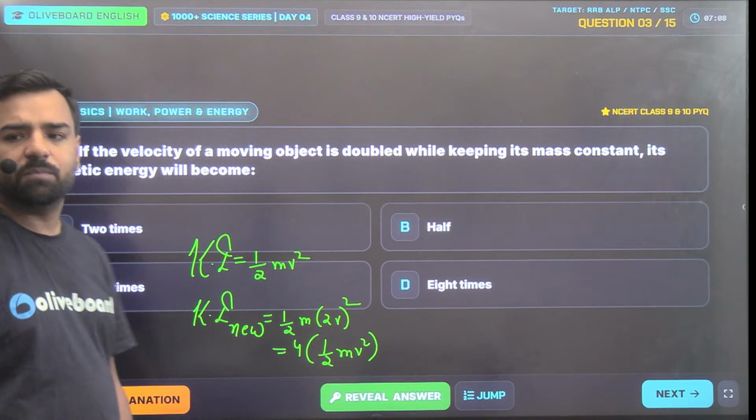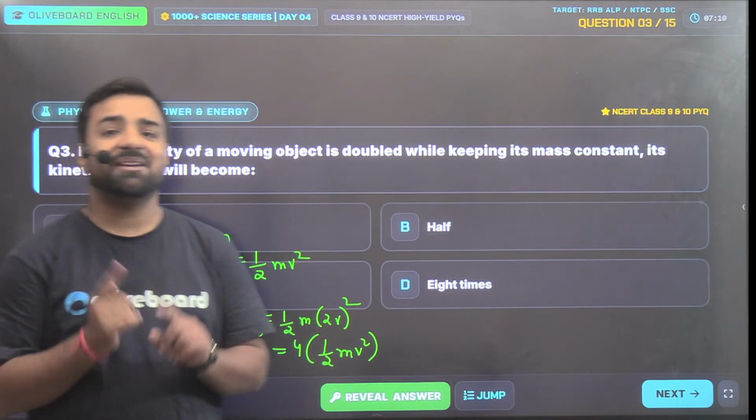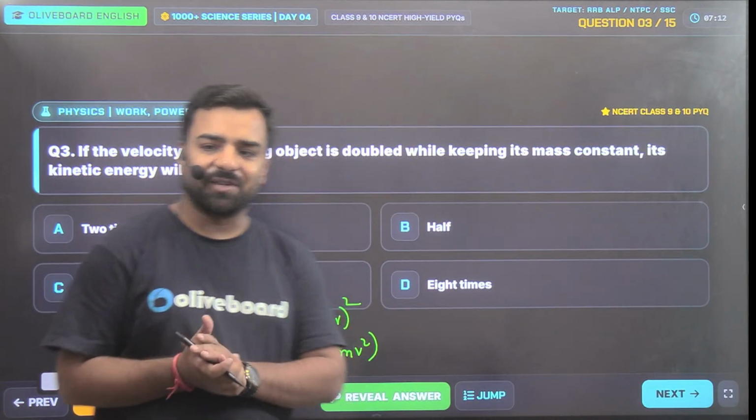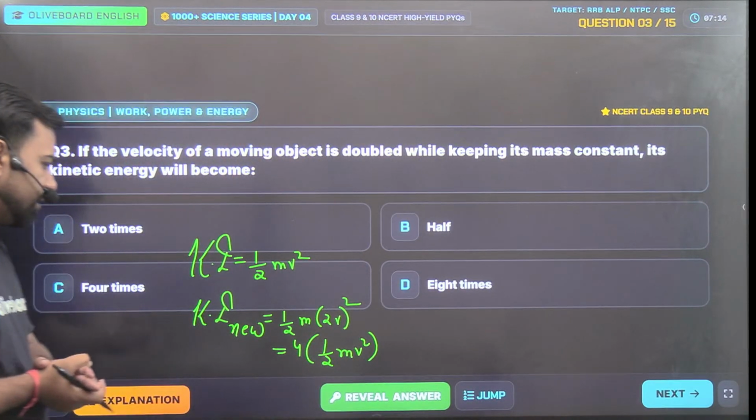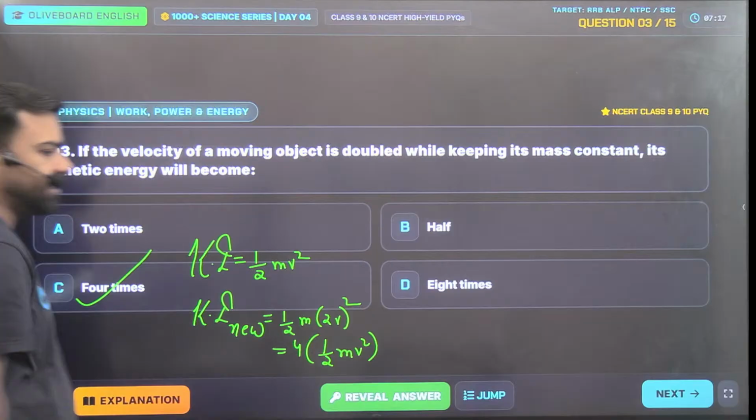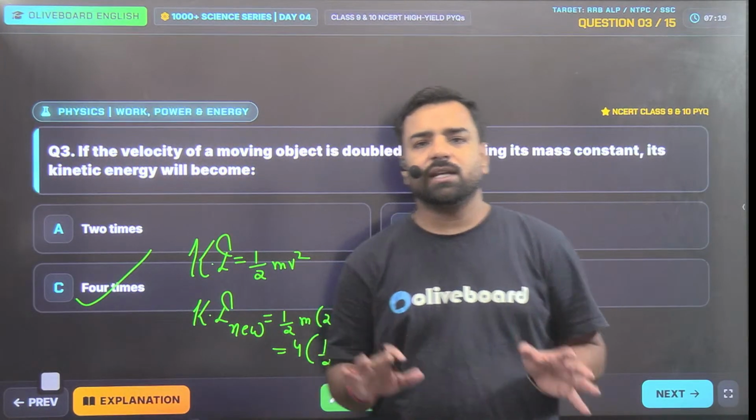This was from a previous year paper, and I have also taken this in my paid batch, if you remember. What is the answer again? Here it is 4 times, that means we can go with option C. What kind of numericals are asked in the examination?